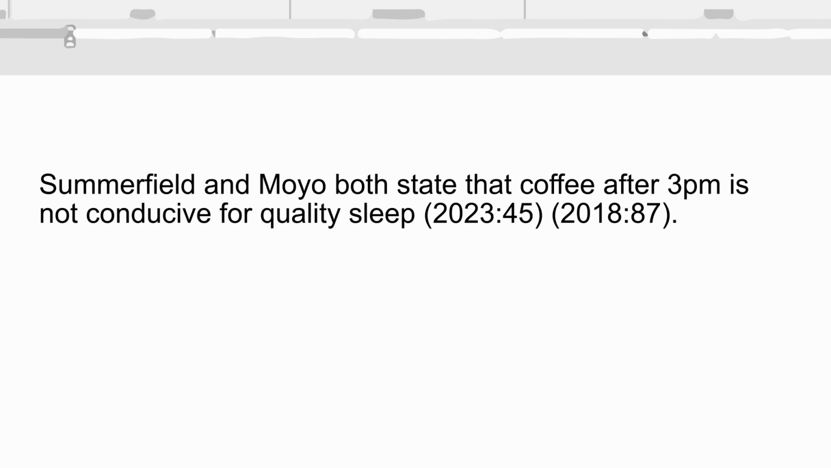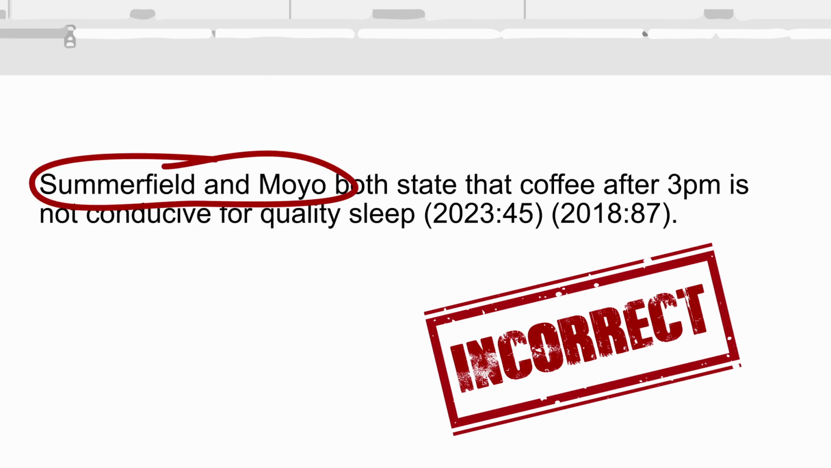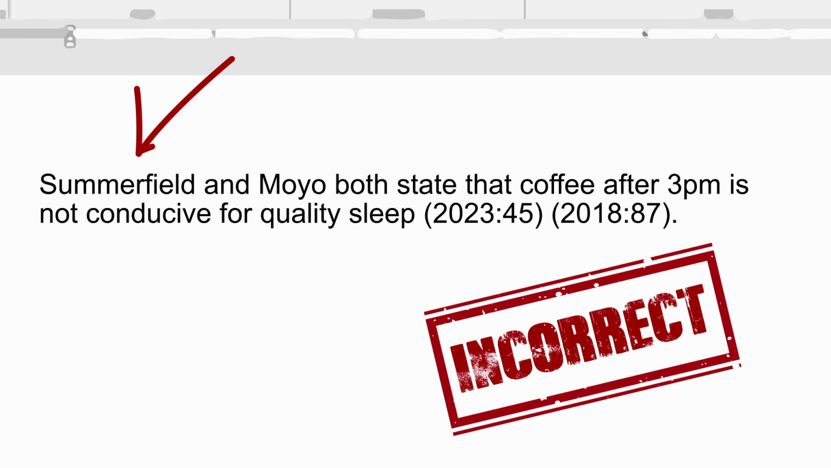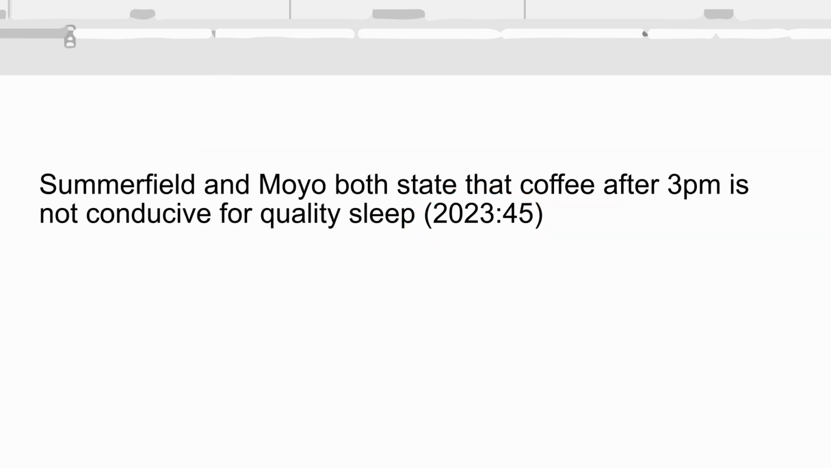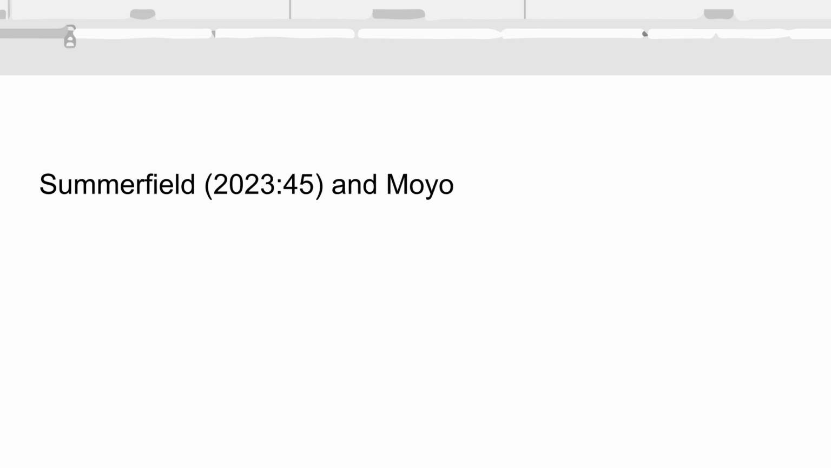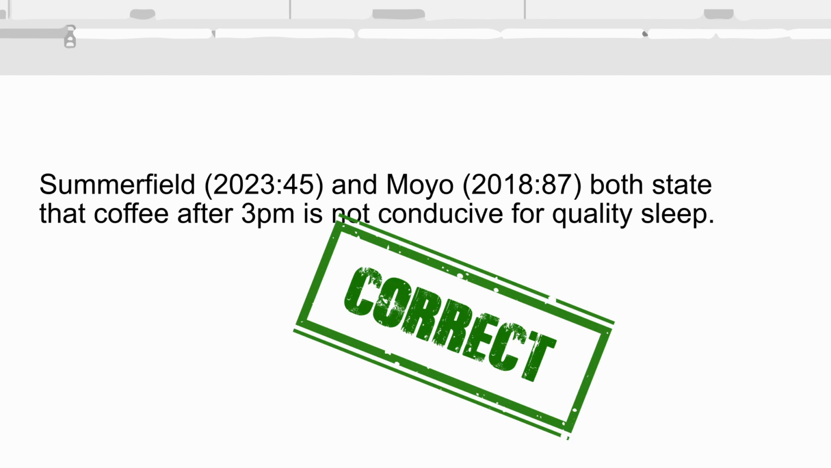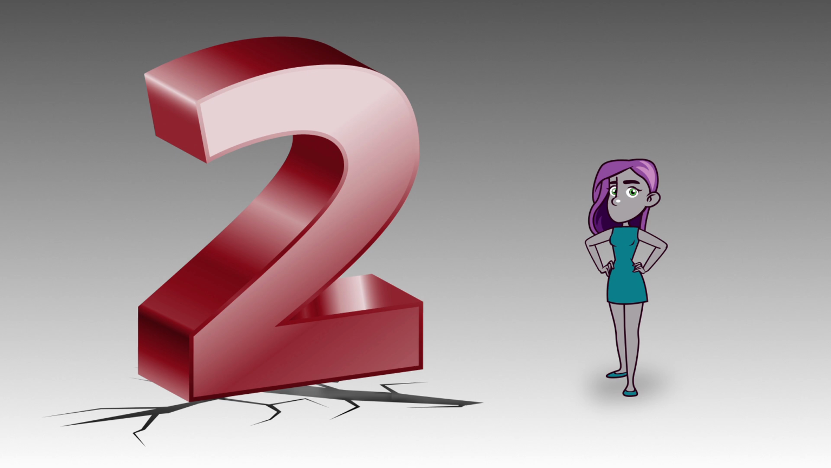And look at this mistake. Summerfield and Moyle are 2 different sources. So I was supposed to keep the surname, year, and page number together like this. Otherwise, it becomes confusing to figure out which date and page go with which author's surname.